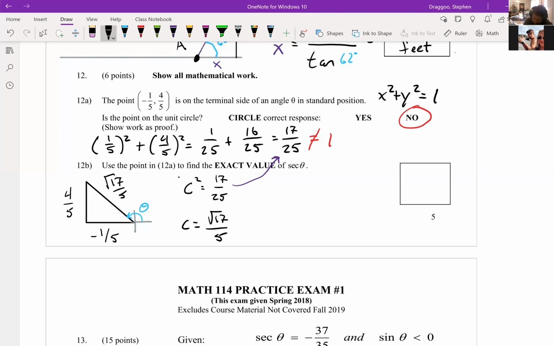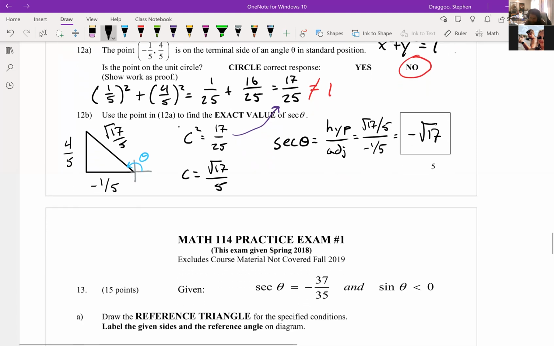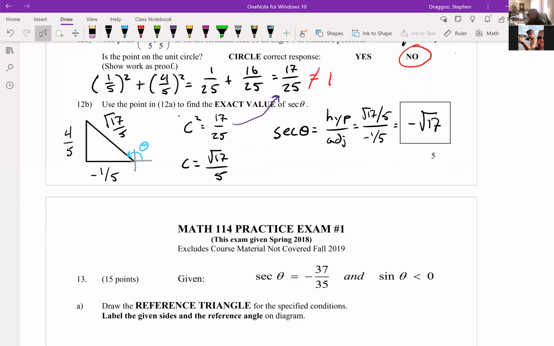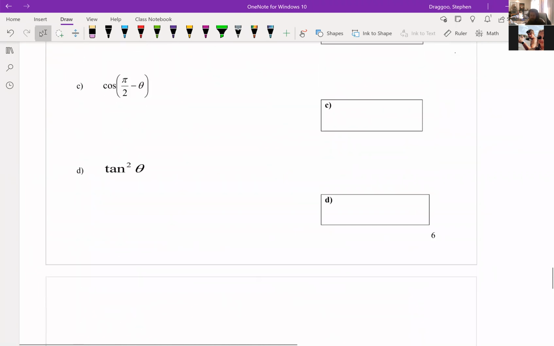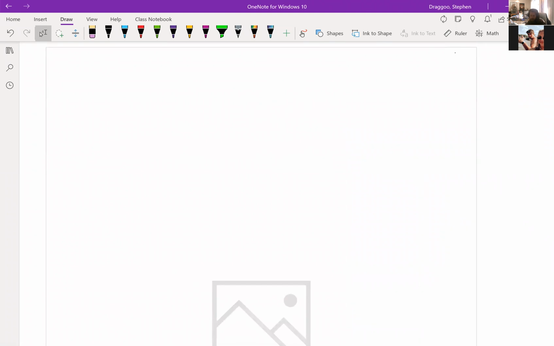Right, all that together, secant of theta, hypotenuse over adjacent, which is root 17/5 divided by -1/5, which is just negative root 17. All right. Then on to what I think is the last page. Well, the last page that's loaded so far.